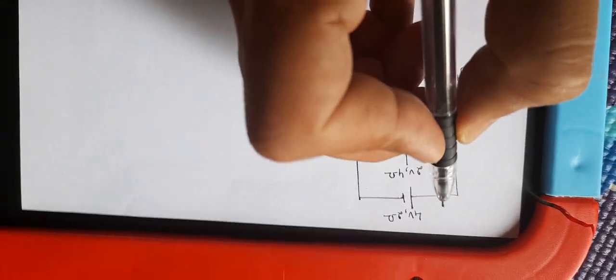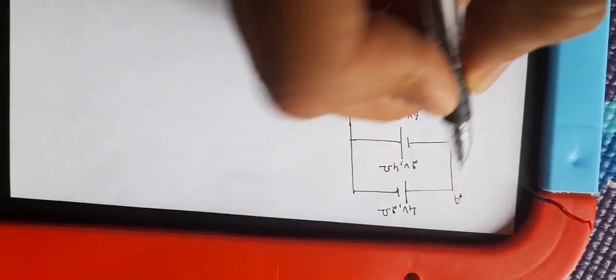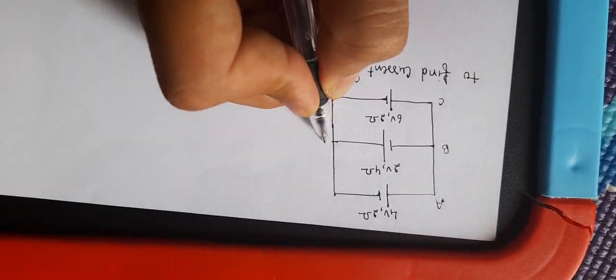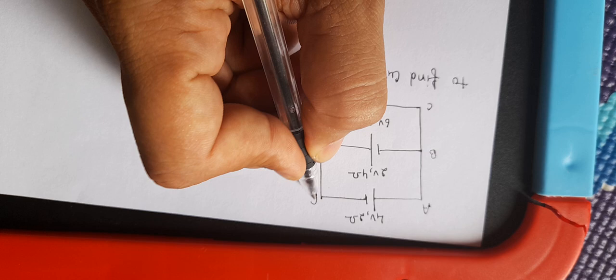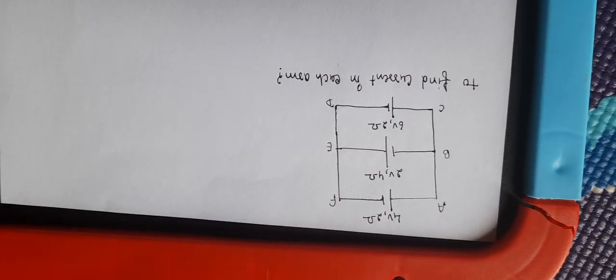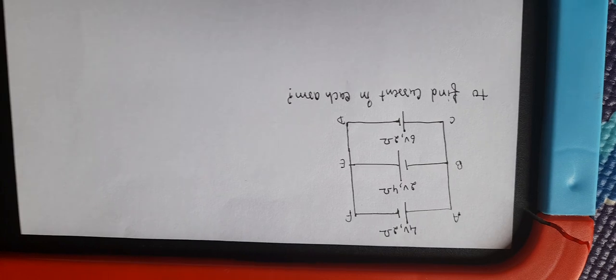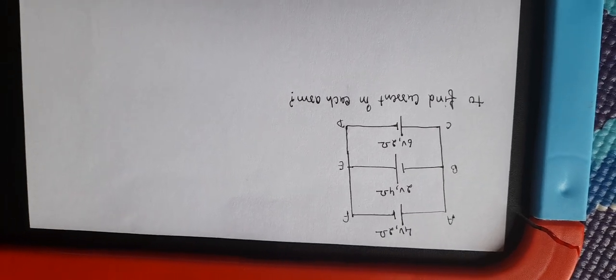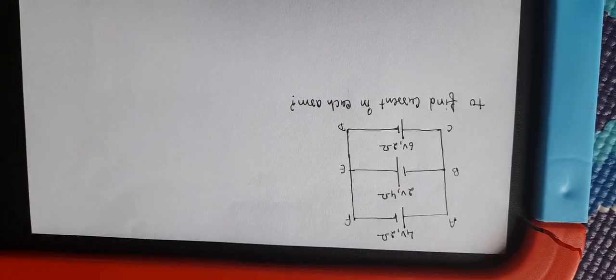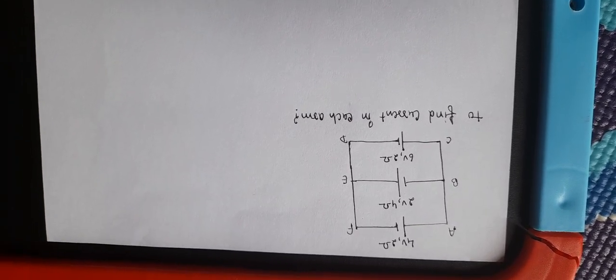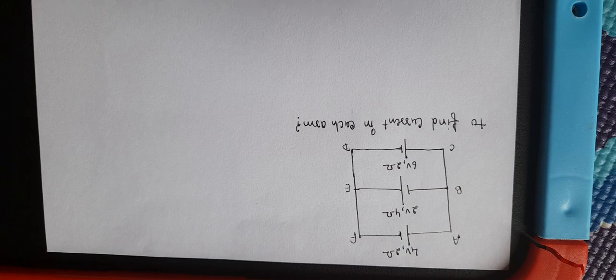Now let us mark this figure as A, then point B, then C, then D, then E, then point F. Now we have to mark the current direction. We can't take a random direction, although if there is any variation in the current, then the value of current comes out to be negative. Only thing is, if the value of current comes out to be negative, then we have to change the direction in the final answer. Otherwise the magnitude of current will be the same.